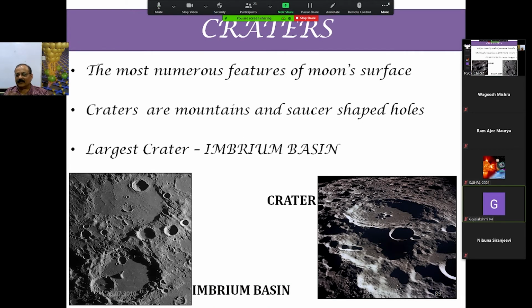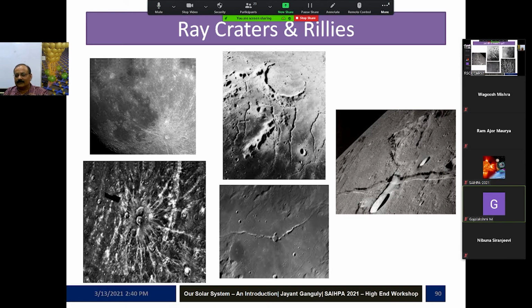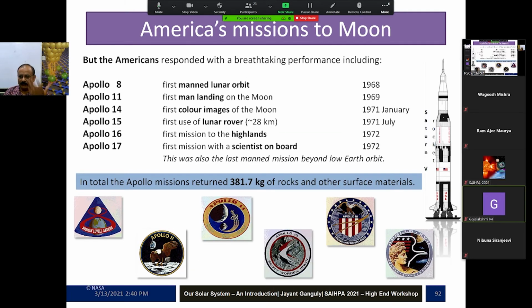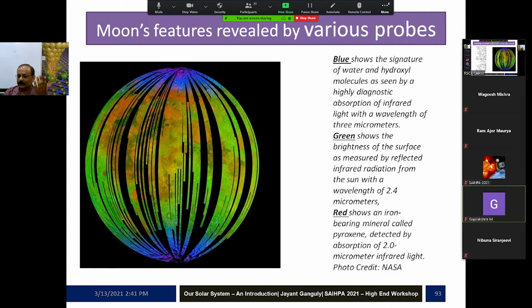You can see dark areas, rilles, craters, different types of impact signatures, and the surface of the Moon has been studied by different missions like the Luna missions of Russia, the Apollo missions of America, and we have Indian missions also, Chinese missions also. Many of these missions have been used to study it, and people have found out mineralogical mapping on the surface of the Moon. We today know how it is mineralogically distributed.